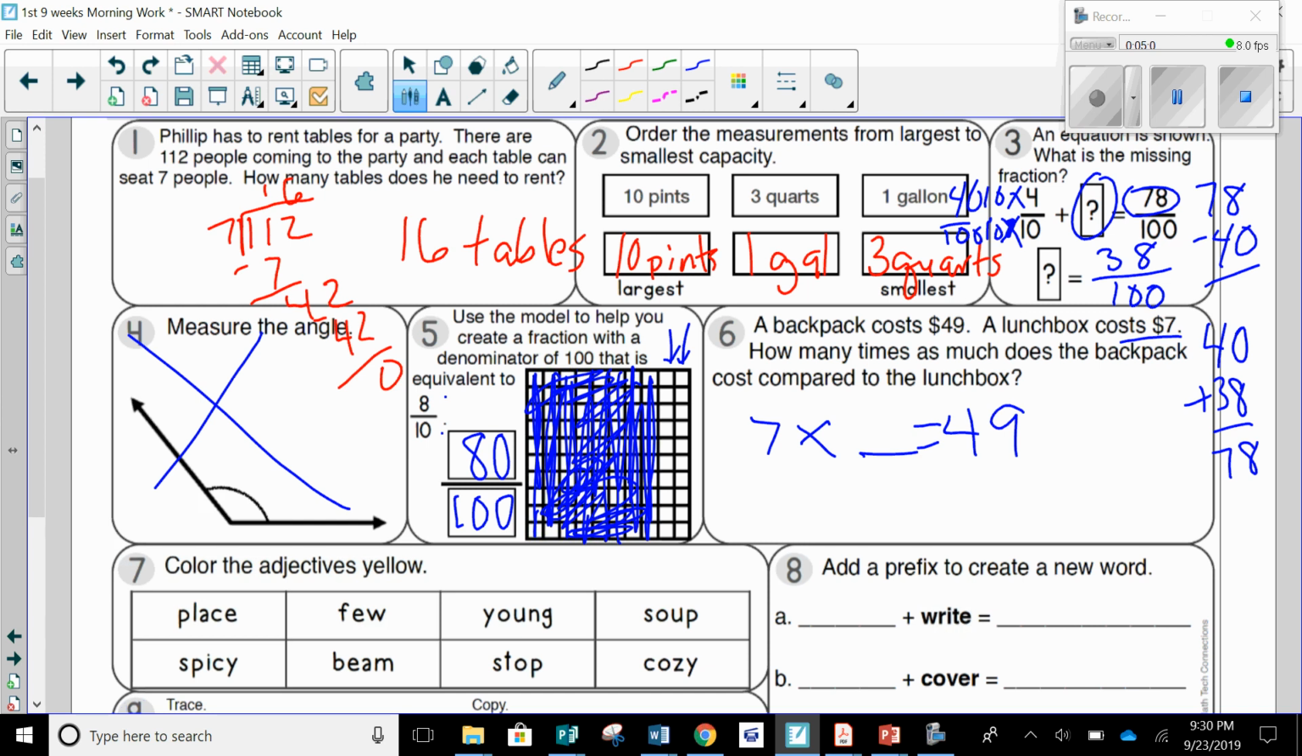So what am I going to have to put there? 7 times what is going to give me 49? Well, you could also look at it as 49 divided by 7, and you're going to get the same way. So my answer is going to be 7 times as much.